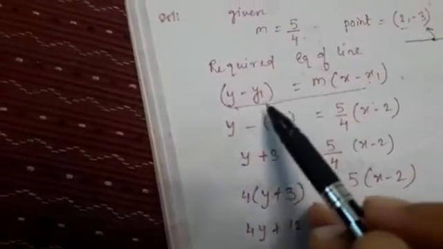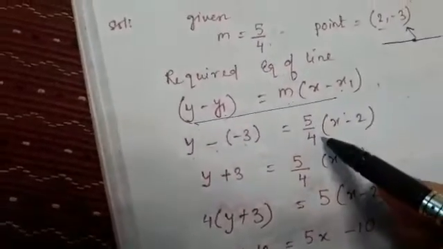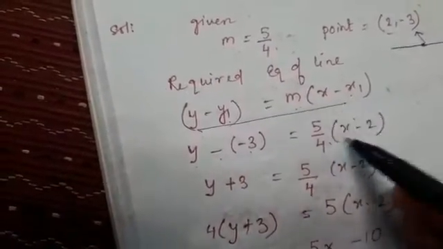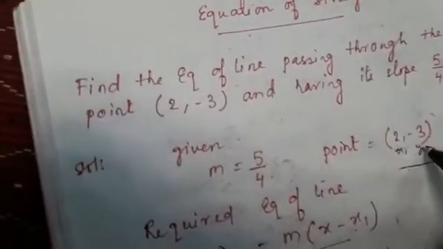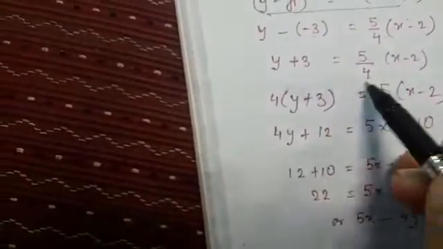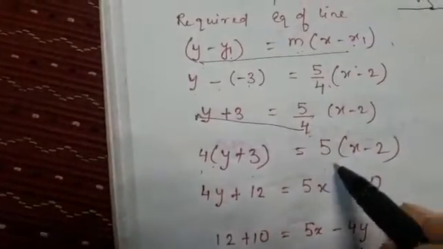So y minus y1, the y1 is minus 3, so you are putting the value minus 3 over here, is equal to m which is slope, given 5 by 4 in the question. So 5 by 4 and in the bracket x minus x1 which is 2. This is x1 and this is y1, substituting the value in the equation. Now after this you can do cross multiplication. You can multiply, or you can do LCM, whatever you want, but cross multiplication is the easy technique. You bring this 4 there, so we multiply this y plus 3 with 4, and on this side you are having 5 into x minus 2.